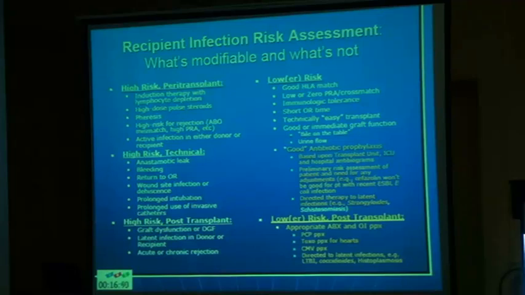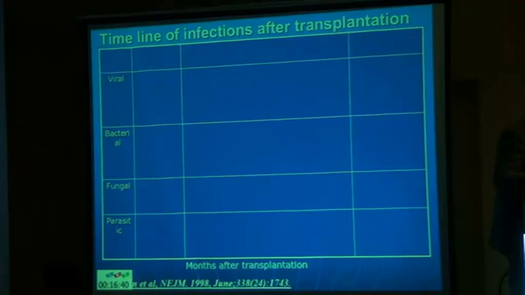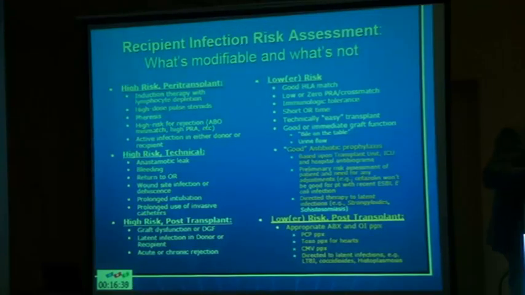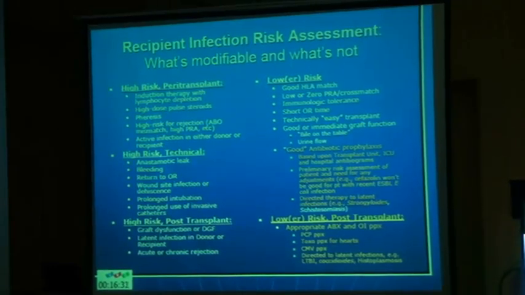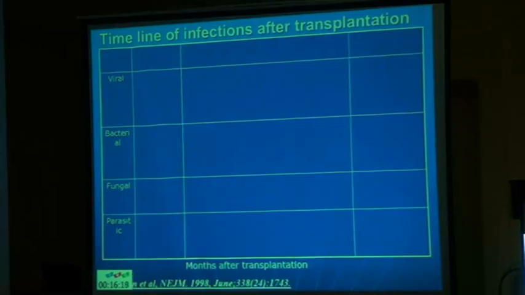So you say that the patient has a high risk if, for instance, he's receiving induction therapy or he has a high risk of rejection, if there's a technical cause, like for instance anastomotic bleeding or return to OR, or if the patient develops delayed graft function. He's said to be of lower risk if he has none of those, and if the patient is receiving proper antimicrobial prophylaxis.